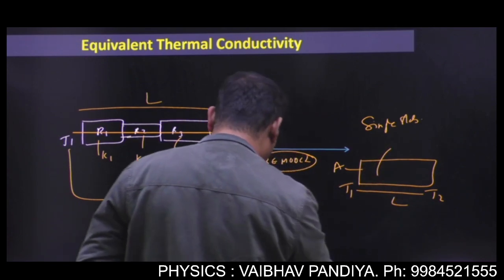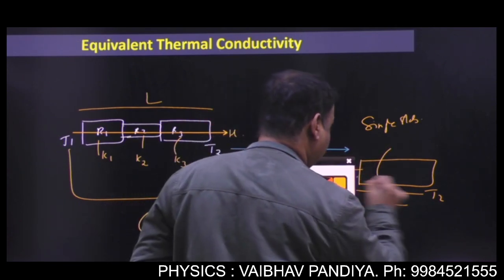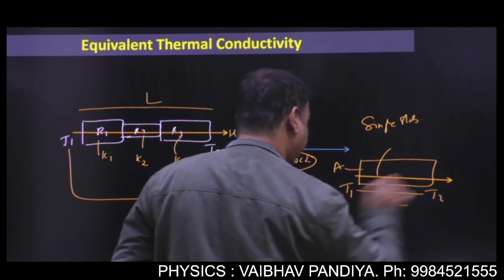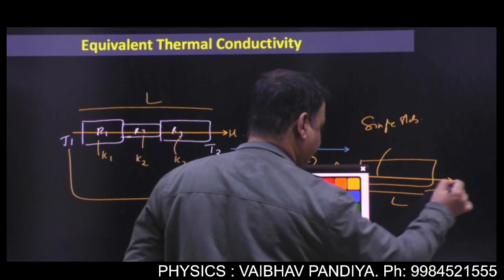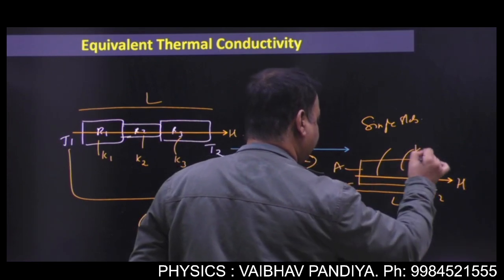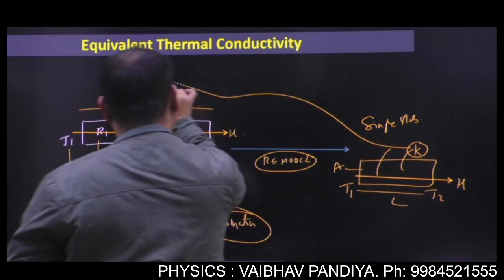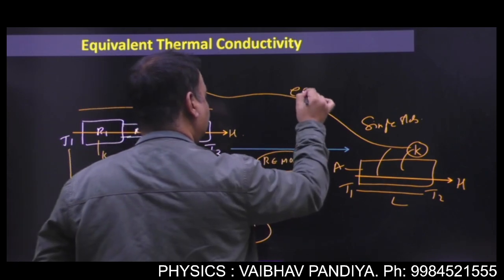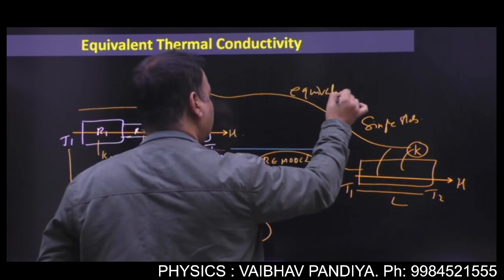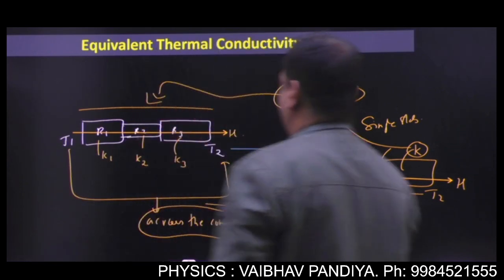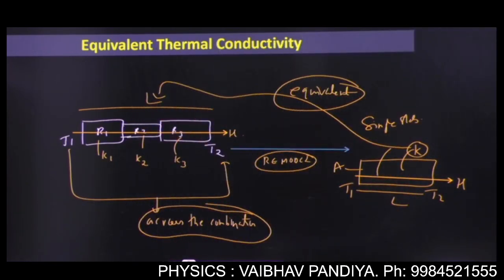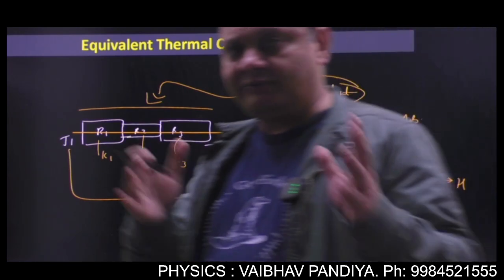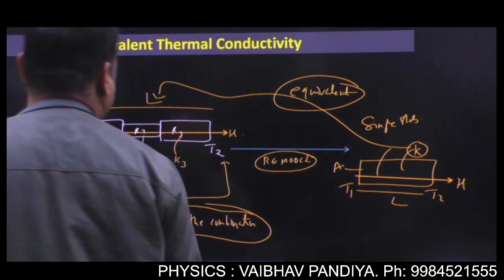So if the same heat H is flowing through this slab, and it has a conductivity K, this K is called the equivalent conductivity of these three slabs. Got it? So this is the meaning of equivalent thermal conductivity. Got it?